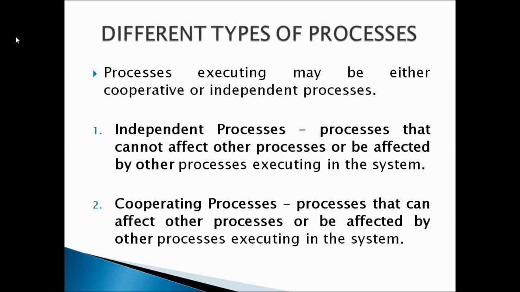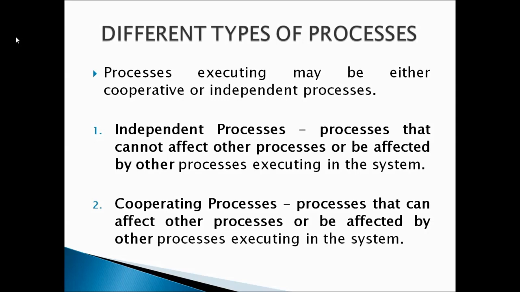So before understanding what is the inter-process communication, we need to understand what are the different types of processes. In processes, there are two types: independent process and a cooperating process. What is the independent process? Independent process, in simple words, that process is not going to affect the other processes. That means it is not going to establish the communication with other processes. It is going to execute independently.